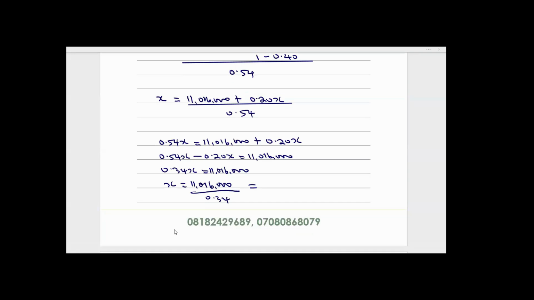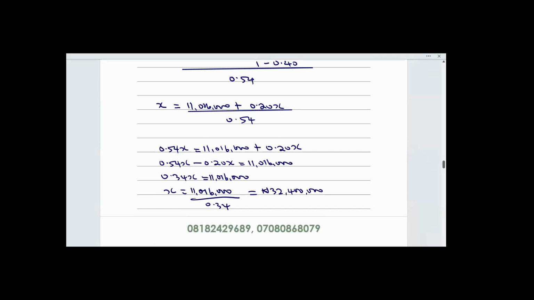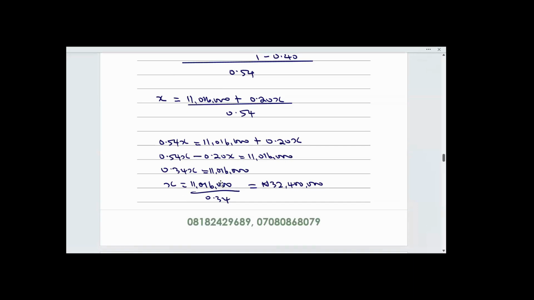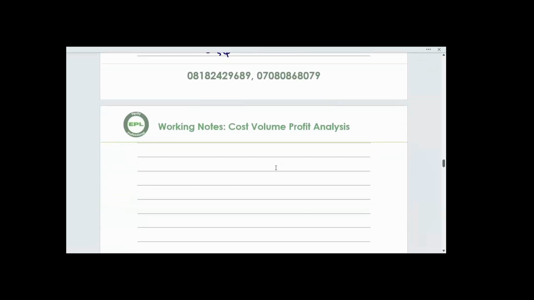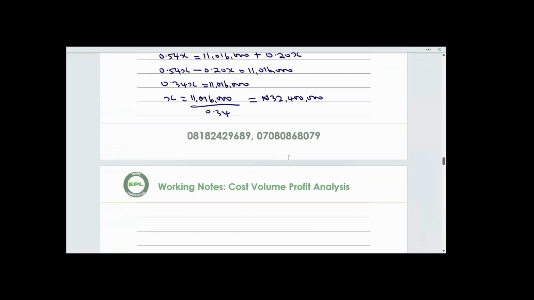11,016,000 divided by 0.34 gives 32,400,000. That is the answer. So the sales revenue to earn a rate of return of 12% after tax is 32,400,000.